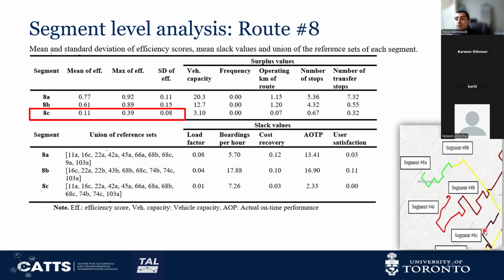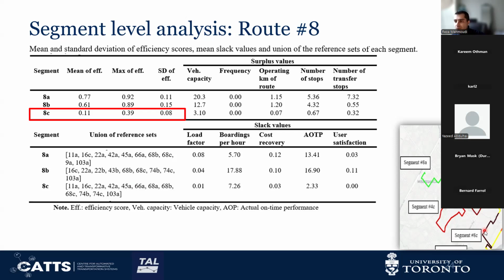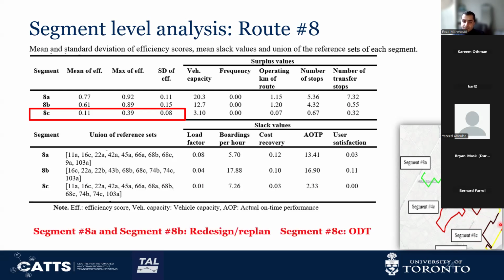Again, if we use other outputs of T-Spark, like access analysis and demographic analysis, for example, we see that if we remove this 8C, we will have a huge transit desert within an important area of the city, which is not desirable for the transit agency. So removing is not an alternative for us for this specific segment. So we say remove it and replace it with on-demand transit service.